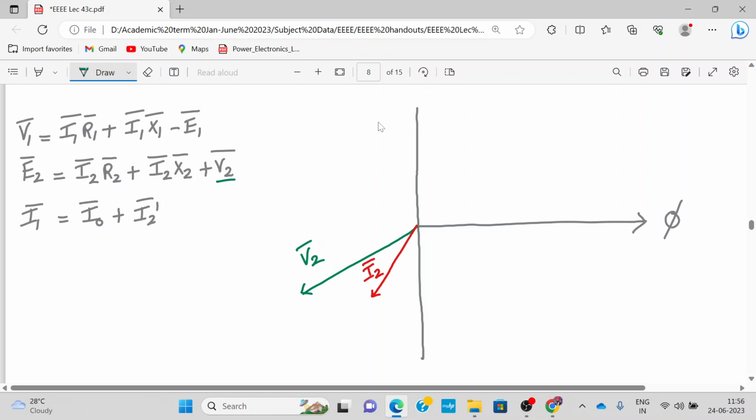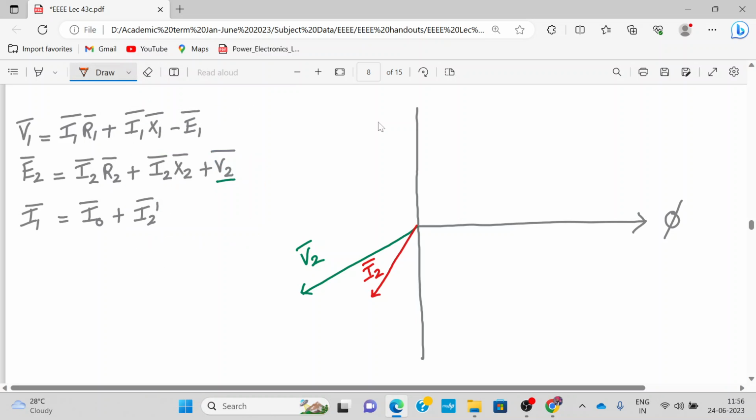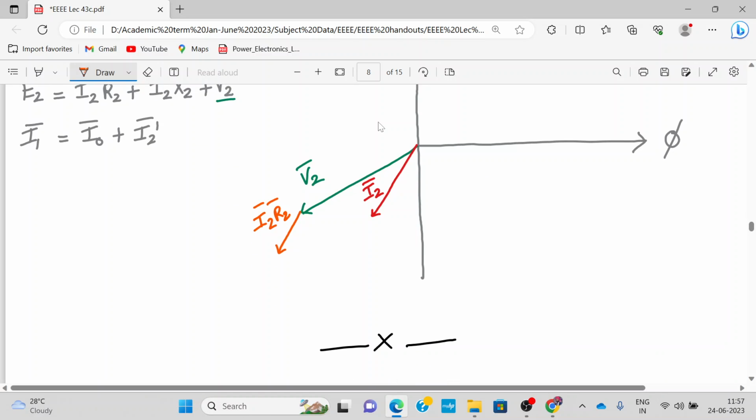Now to this V2 we have to add I2 R2. So we'll draw I2 in parallel. It's not coming properly, but it will eventually come. Yeah, this is I2 R2. I2 R2 is the voltage drop, and at 90 degrees to this voltage drop will come I2 X2. I2 R2 will be leading I2 X2 by 90 degrees.